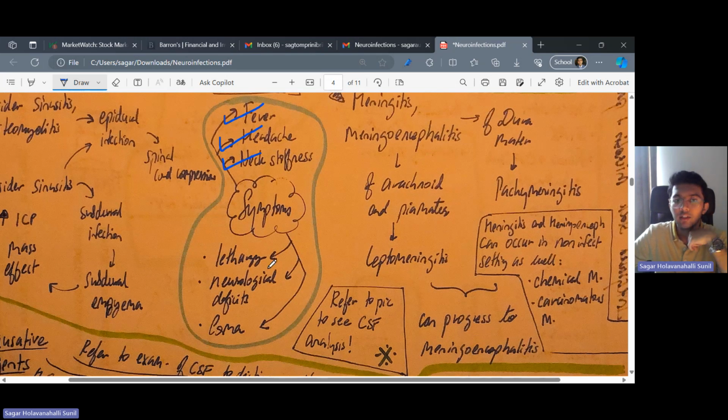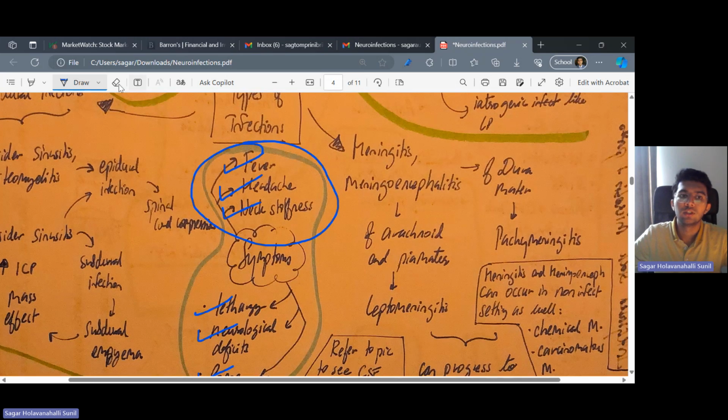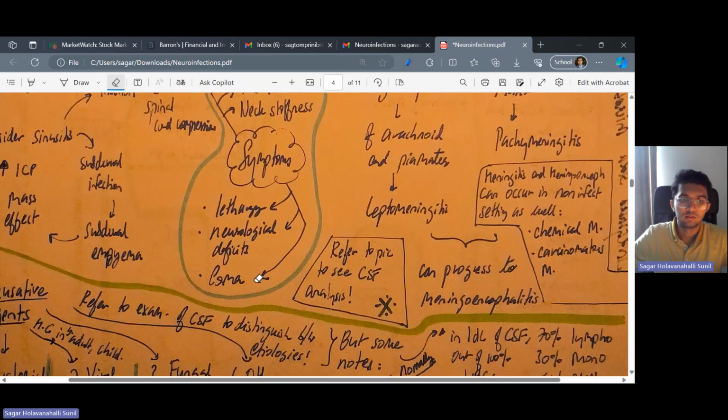Along with this, if there is encephalitis, it can result in neurological deficits. It can result in coma ultimately. Lethargy usually occurs as a result of systemic inflammation, or rather, it's a systemic manifestation of meningitis and encephalitis. So lethargy as well. Please remember this, it's very, very important, especially these three. Along with this, there's also vomiting and nausea, but I'll come to that in a moment.